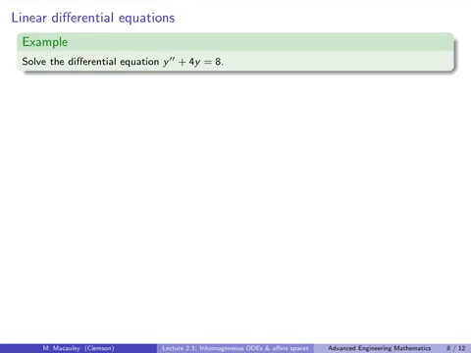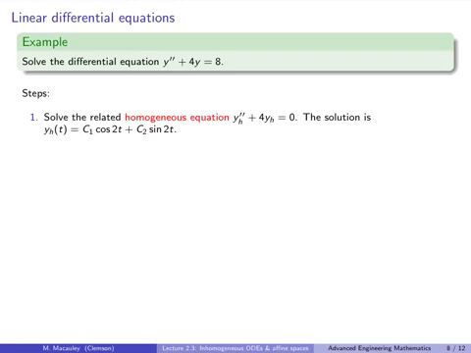Next example, it's almost the same thing, but now it is a second order ODE. So we'll solve it the same way. Step 1, solve the related homogeneous equation. y_h double prime plus 4 y_h equals 0. So now this is a little bit harder. When you see this, you should be thinking sines and cosines. And indeed, the solution is y_h of t is C1 cosine of 2t plus C2 sine of 2t.